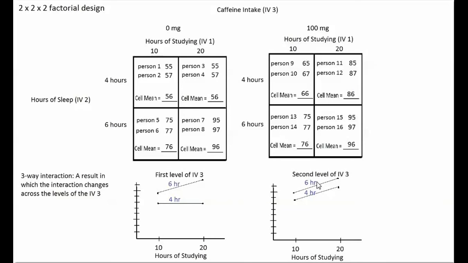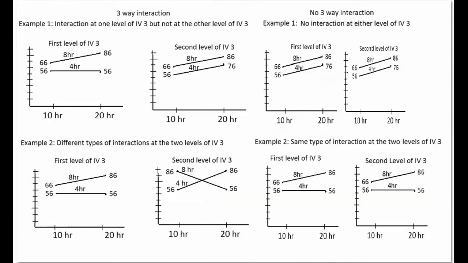Also, if both graphs looked like this, meaning if both graphs had parallel lines with no interaction here and no interaction here, that would again be no three-way interaction because the two graphs would be the same. Whenever the two graphs look the same, there's no three-way interaction. When they look different, there is a three-way interaction. So here's some examples.